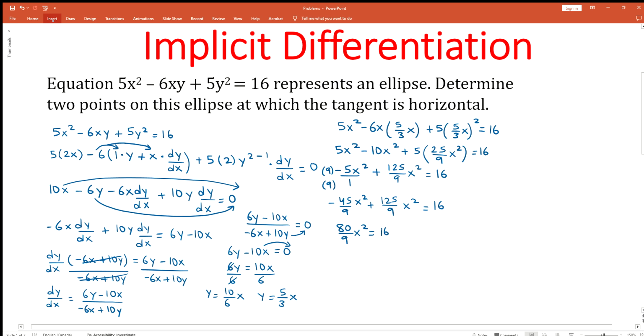Next we can cross multiply the 9. 16 times 9 is 144. Next we can divide both sides by 80. Next we can apply square root to both sides. We get plus and minus cases. Square root of 144 is 12.